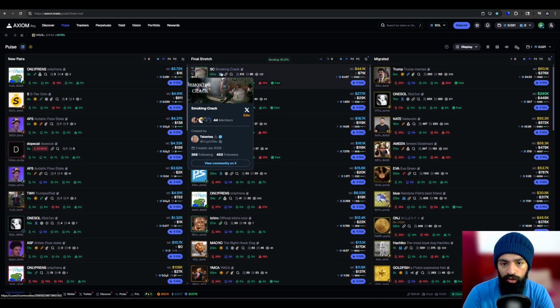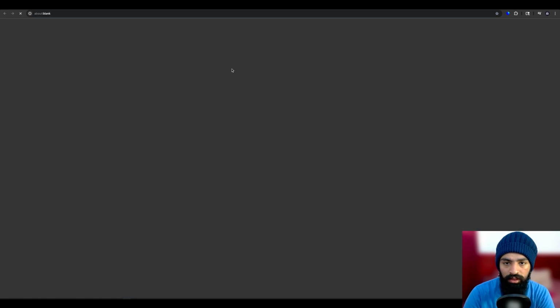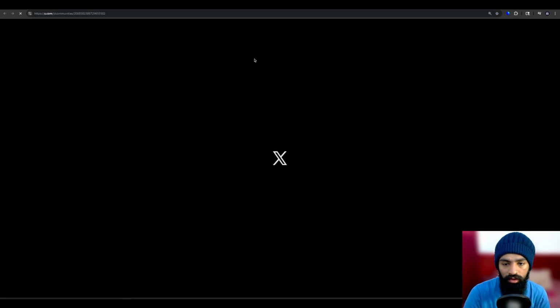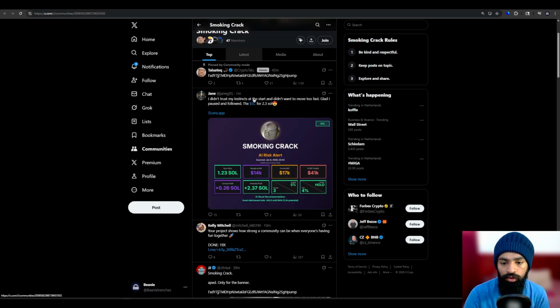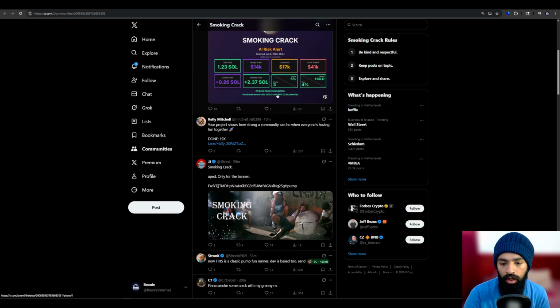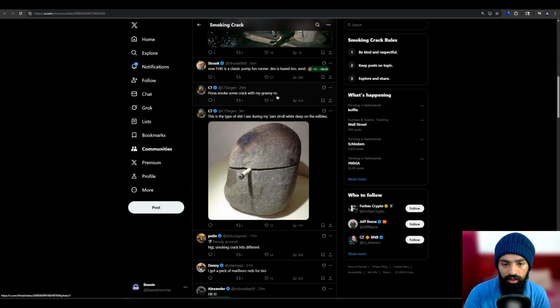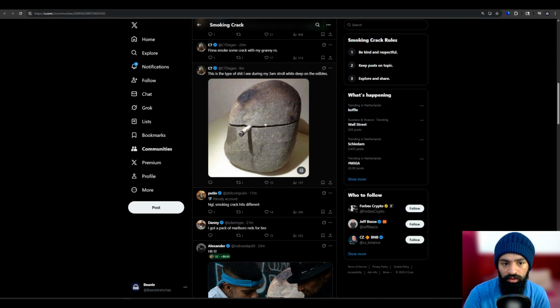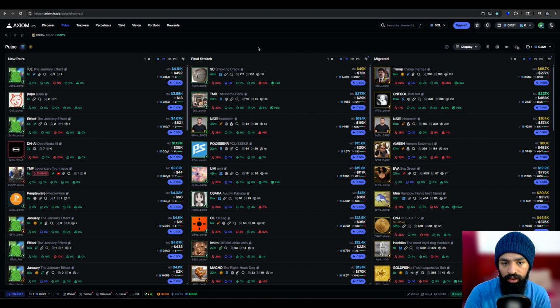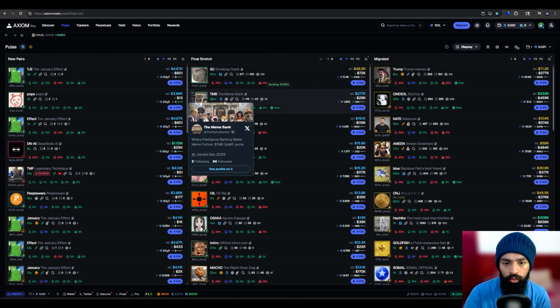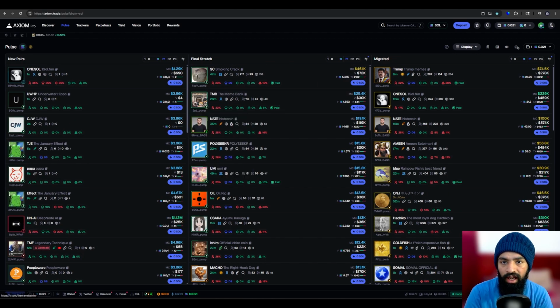The two people one basically means that this is a community coin, like an X community. You'll see a community being created, people can join the community. It's based on a community that someone has created. So this one is like smoking crack, this rock thing, right? That's basically a community coin. And profile is basically based on an X profile.